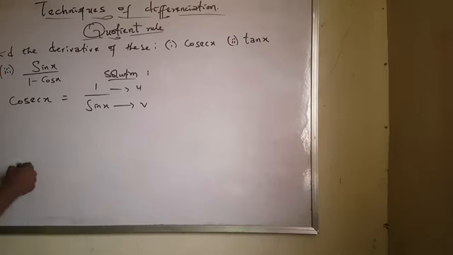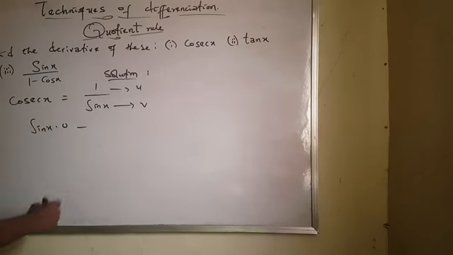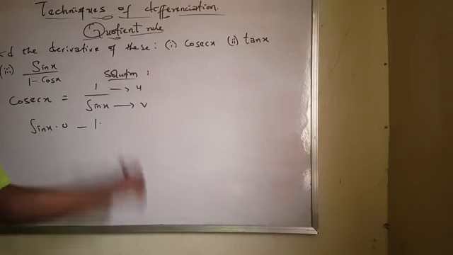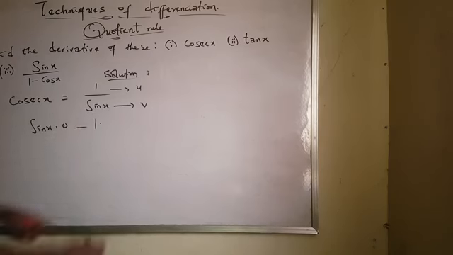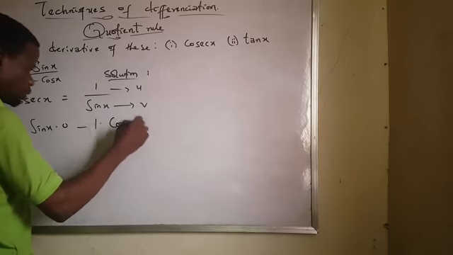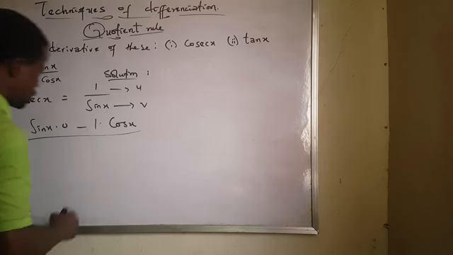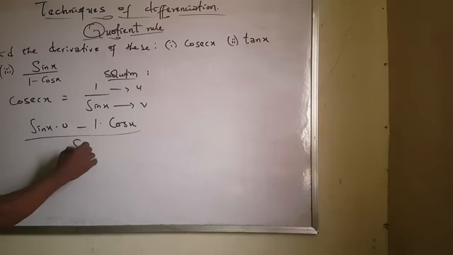Using the formula, v times what is our du/dx? Differentiation of 1 is 0. Then minus, do you get? u itself is 1, times the differentiation of sin x, which gives us cos x. Then everything over v squared, that is sin squared x.